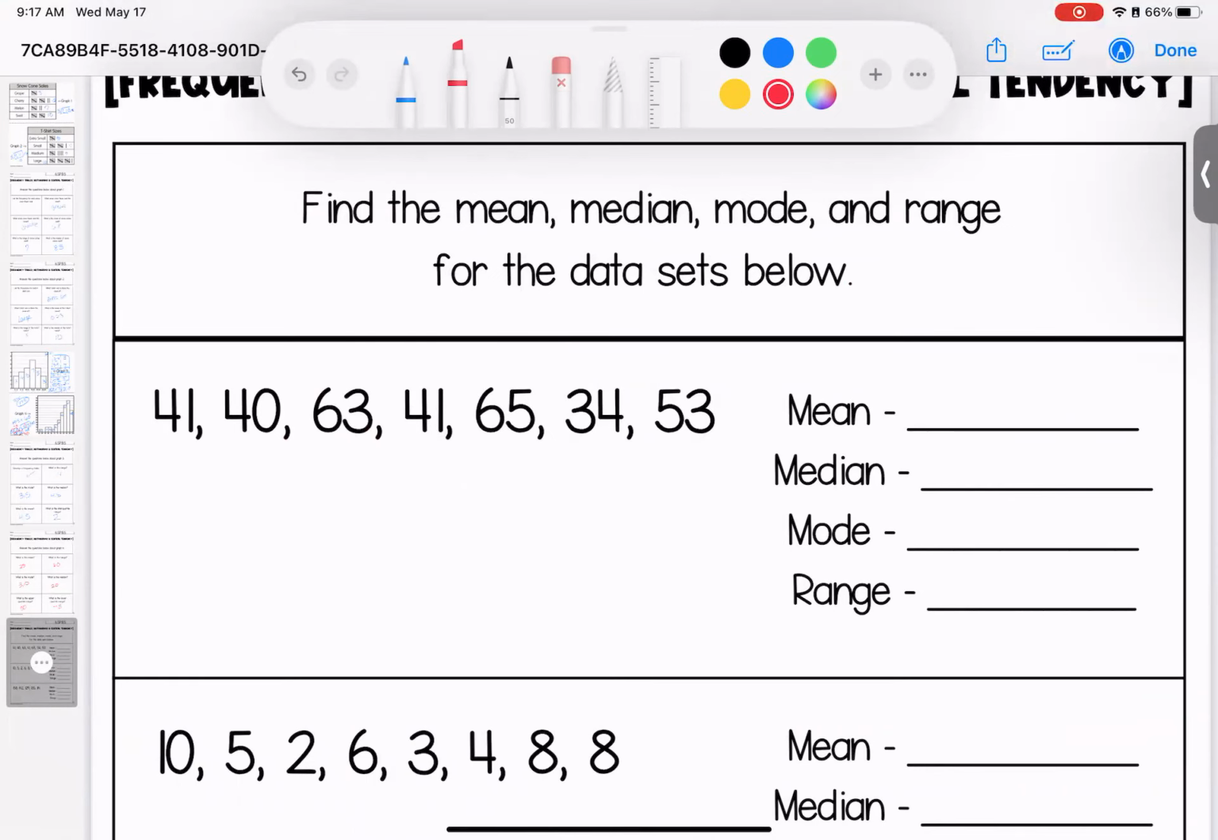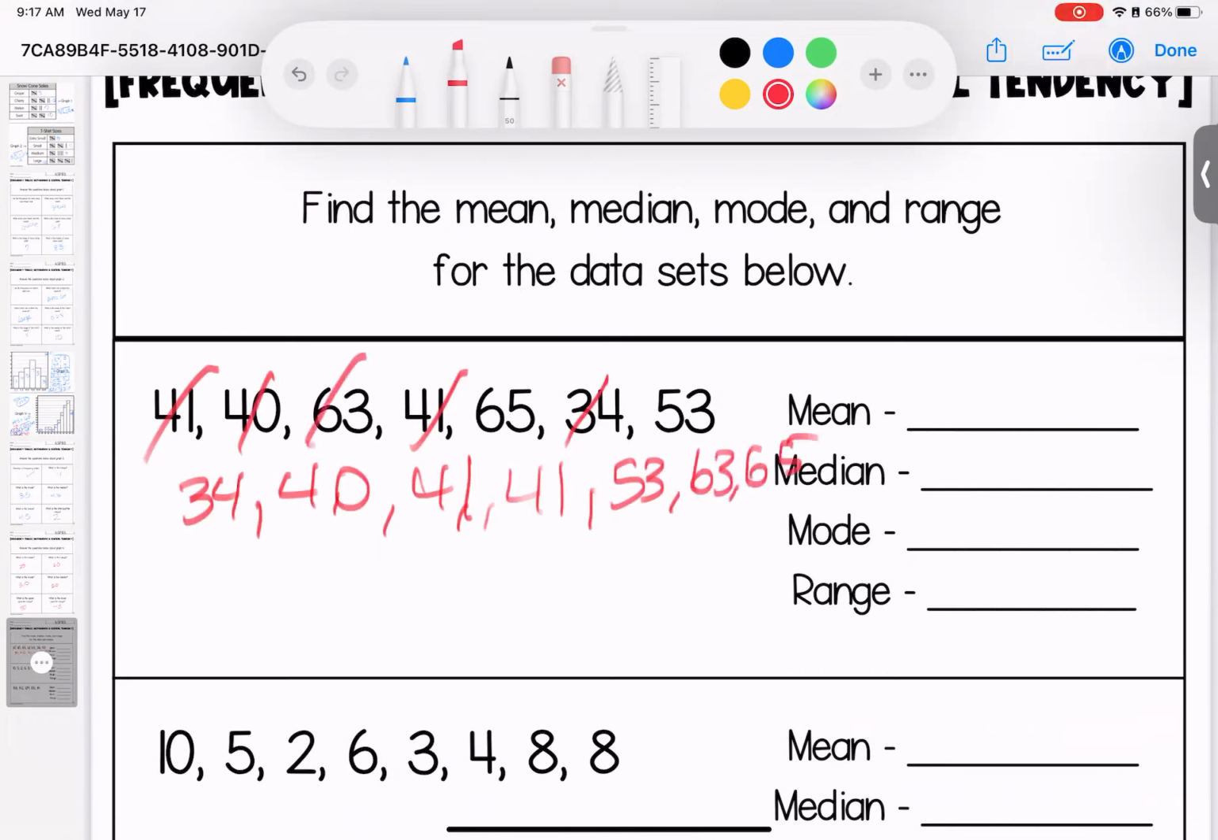All right, last page is looking at the mean, median, mode, and range. So first thing we want to do is go ahead and put these in order. So we have 34, 40, 2 41s, 53, 63, 65. So easiest one is mode or most often. We have a 41. What is the range? 65 minus 34 is going to be our range, which gives us 31.